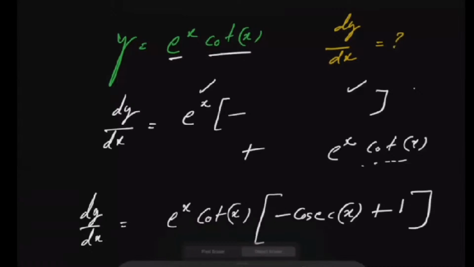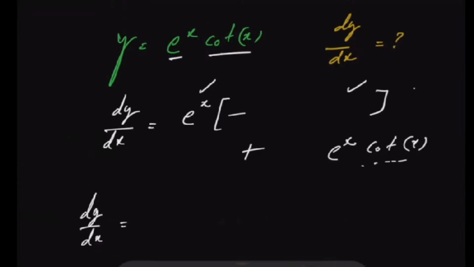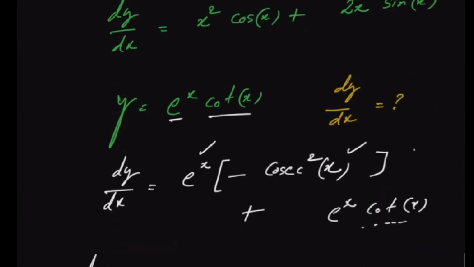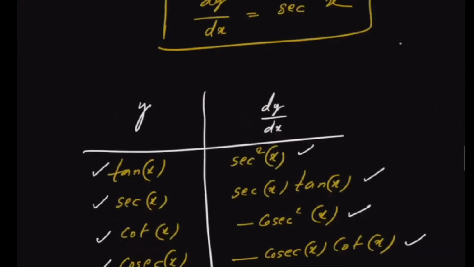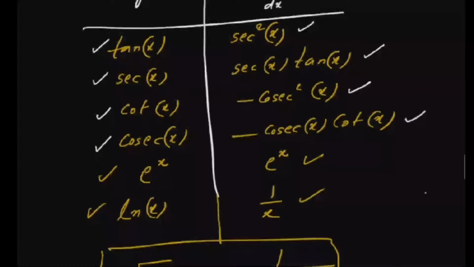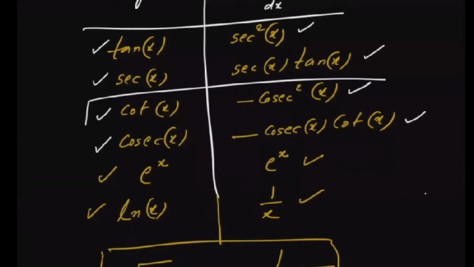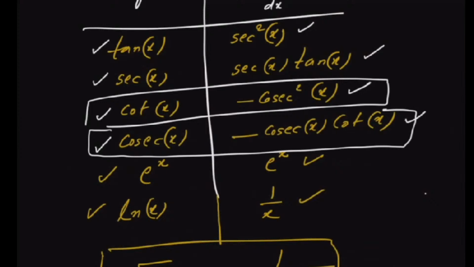Let me redo it. What was the derivative of cot x? It was minus cosecant square x. Derivative of cot x was minus cosecant square x. Let me just show you. Let me go back. Here we have the table. See, what was the derivative of cot x? It was minus cosecant square x. Derivative of cosecant x was minus cosecant x cot x. So I just messed up with this.